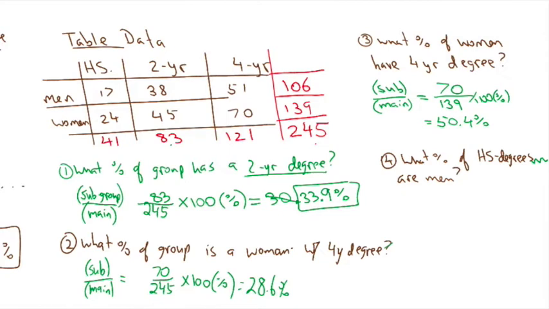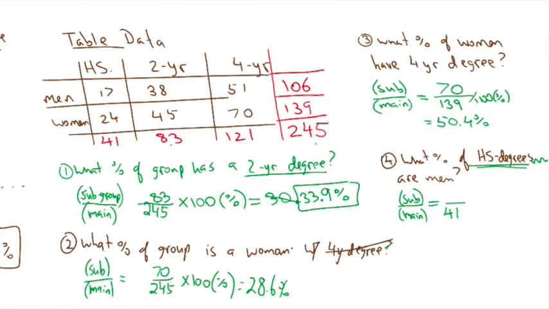So what's your main group? High school. So when we talk about the main group, we're talking about the high school people. What's the subgroup? Men. So the main group has how many in it? 41. The main group is high school degrees, and the total of high school degrees is 41. Now the subgroup is men.